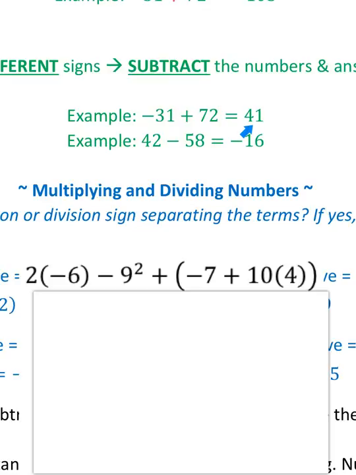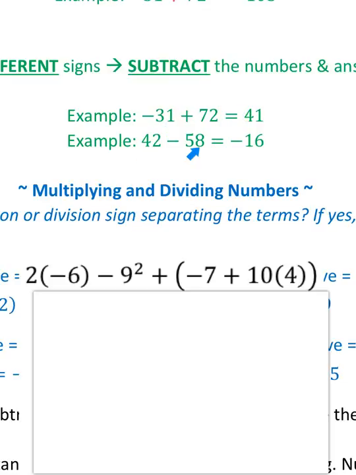Now, when you get to the answer and you have to determine whether it's positive or negative, you look to see which one is larger. If 31 is larger than 72, the answer would have been negative. But 72 is larger than 31, therefore our answer is positive.